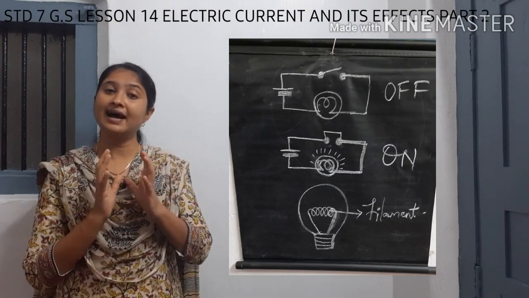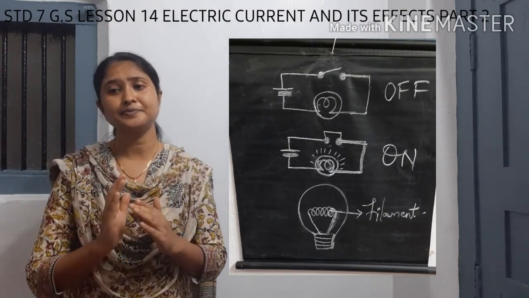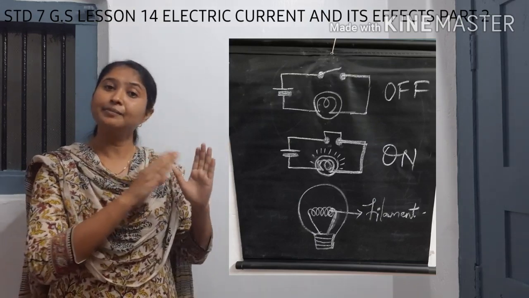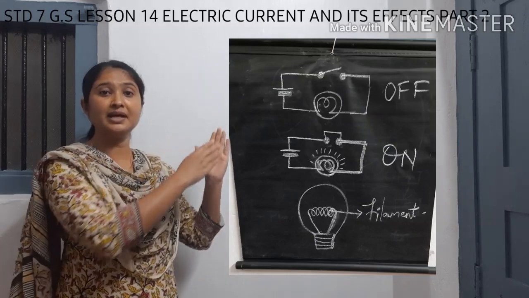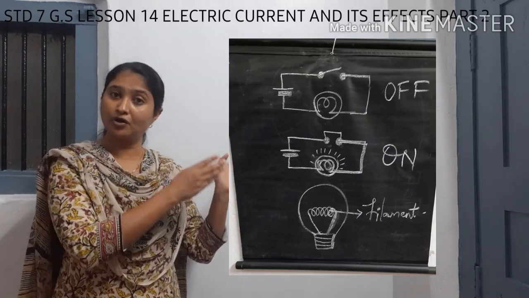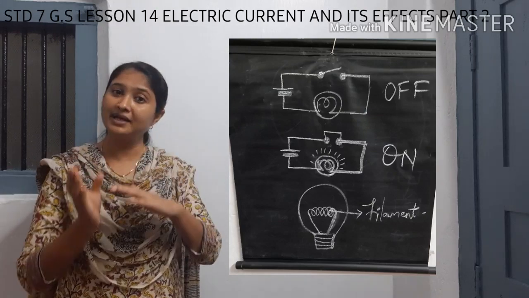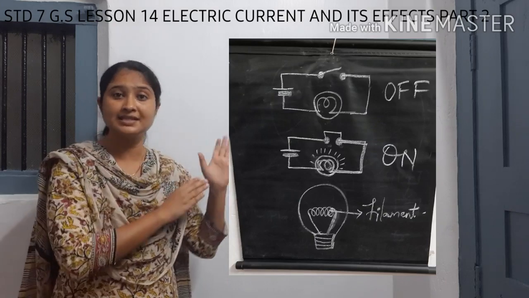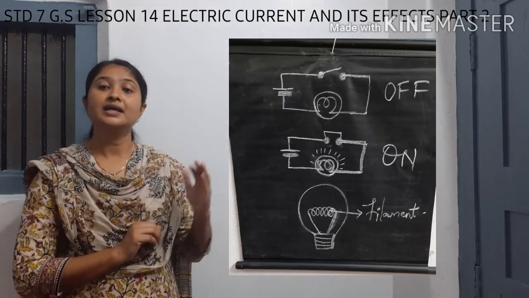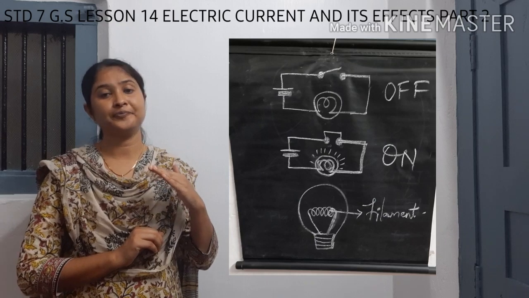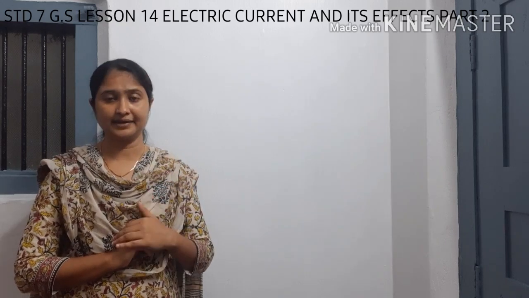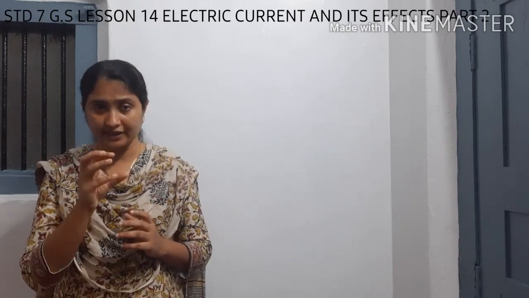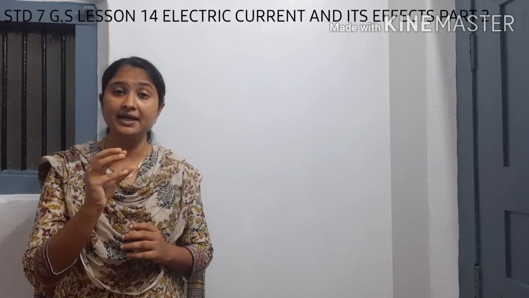Now one more thing. We had drawn the circuit diagram, but it can be in any position, right? The switch can be drawn in any position, the bulb can be drawn in any position, the cell can be in any other position. When you draw a circuit diagram, it is not necessary that it should be in the same position. Okay, so that is the circuit diagram.